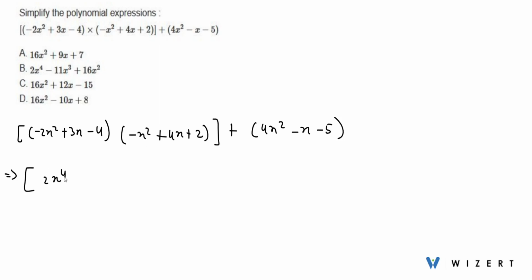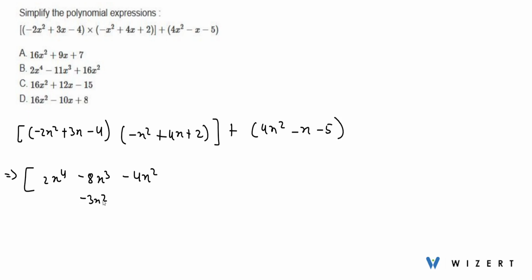2x raised to the power 4. Then minus of 2x square multiplied by 4x will give us minus of 8x cube, and minus of 2x square multiplied by 2 will simply become minus of 4x square. Now let's move on to the second term, that is 3x. So 3x multiplied by minus of x square will become minus of 3x cube.